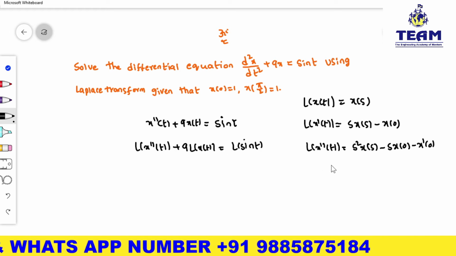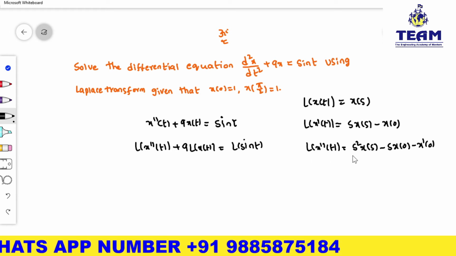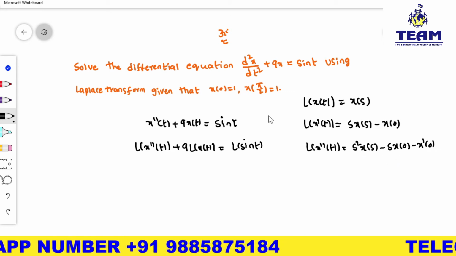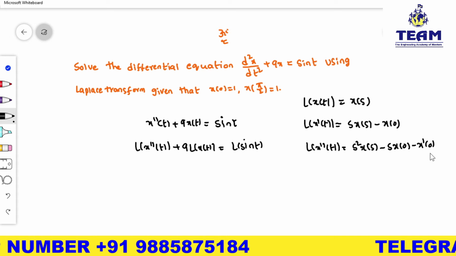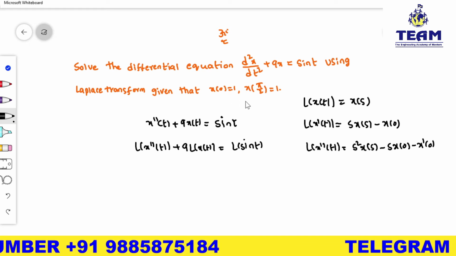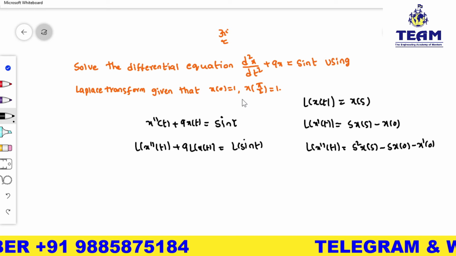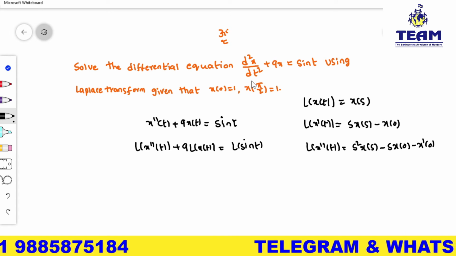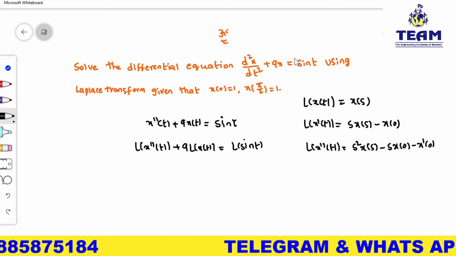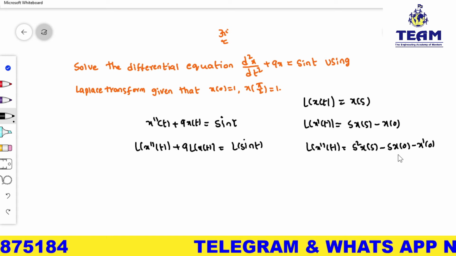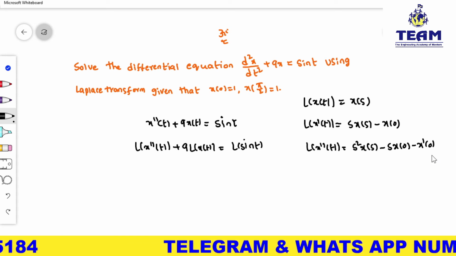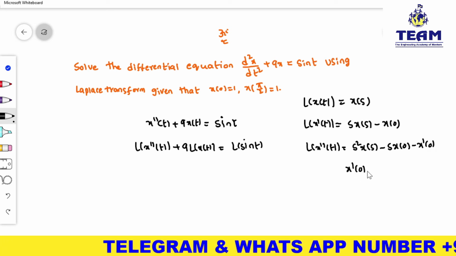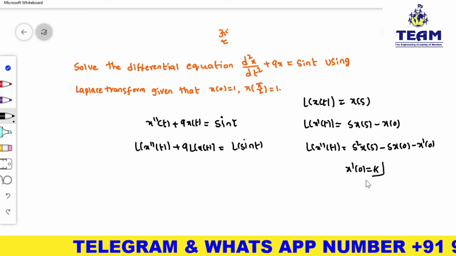Okay, friends. Here you observe the L of x double dash of t formula contains s square into x of s. X of 0 is given. What about x dash of 0? Do we have the x dash of 0 value? We don't know. So, the difference between the previous problem and this problem is that in the previous problem, to solve the derivative using Laplace transform, they used to give x of 0 and x dash of 0 also. But here they have not given x dash of 0. So, you have to consider x dash of 0 as unknown. That one I am considering as k.